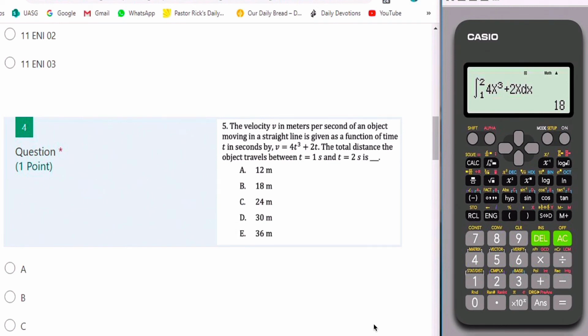So once again, if we are given a function that needs to be integrated and is bounded by the upper and lower limit, we could just use the integral function of the Casio calculator to easily solve problems like that.